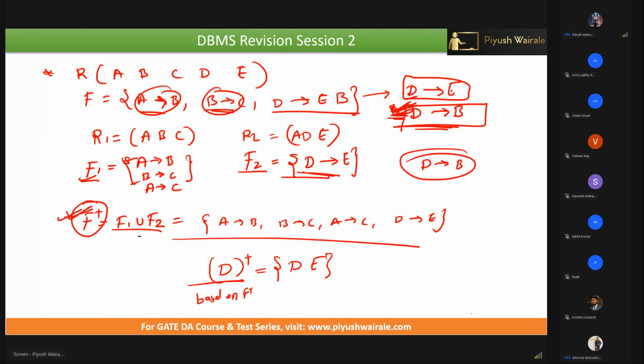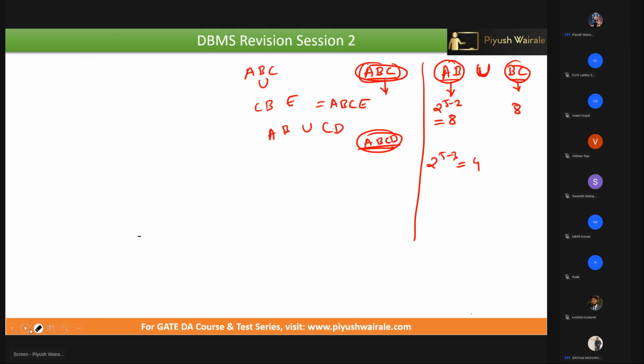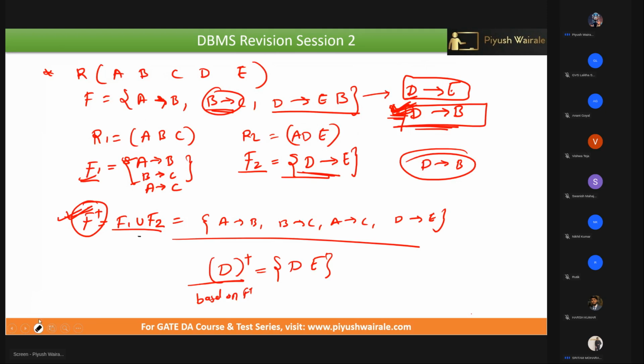Okay? Sir, in the F1 functional dependency, where did you get A to C from? Did you determine that? A to B, B to C, then A to C. A to B and B to C I can write down directly from the parent functional dependency, right? What is F1? All the applicable functional dependencies based on R1 here.